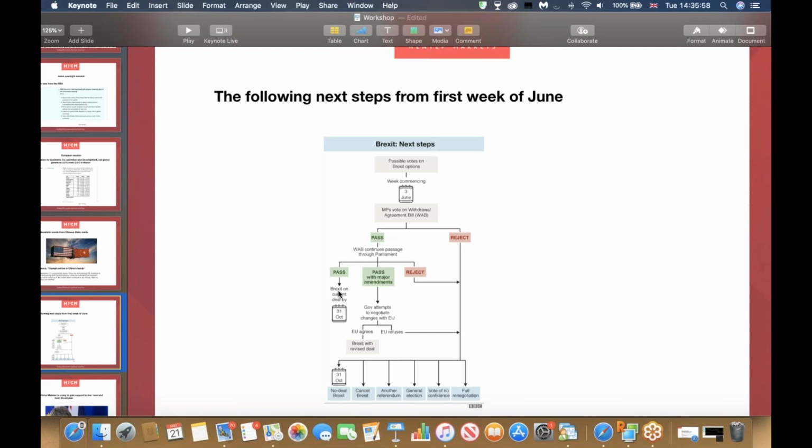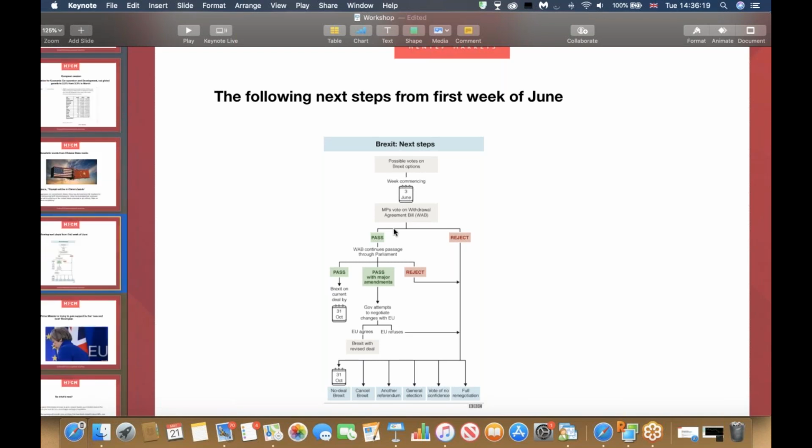So there's party politics that have played out, and now there's going to be another vote on what's known as the Withdrawal Agreement Bill. Now this will happen the week commencing June the 3rd, and we'll be looking at some of that in a little bit of detail. This is the rough timeline, and this is the rough consequences.